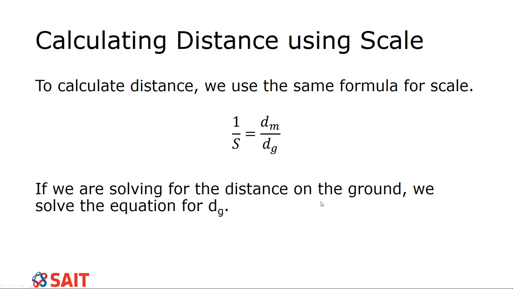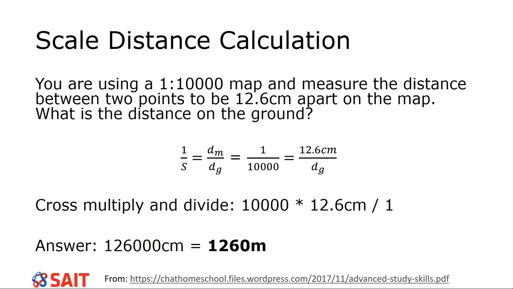So if we're solving for the distance on the ground, we need to solve for dg, right? We talked about that. So as an example, you are using a 1 to 10,000 map and measure the distance between 2 points to be 12.6 centimeters apart on the map. So you actually use a ruler on there.